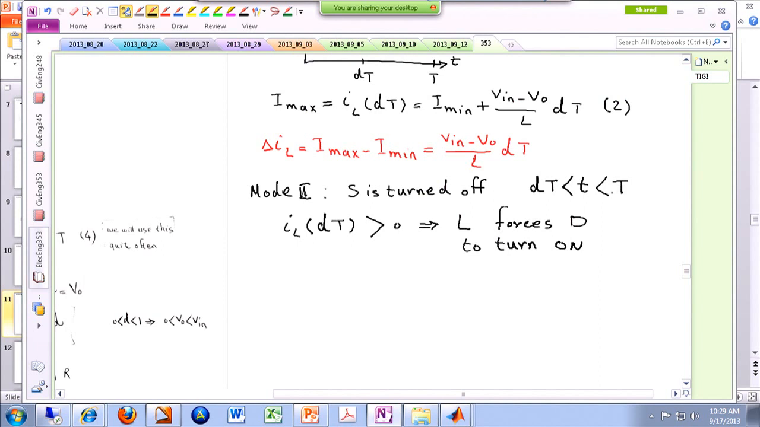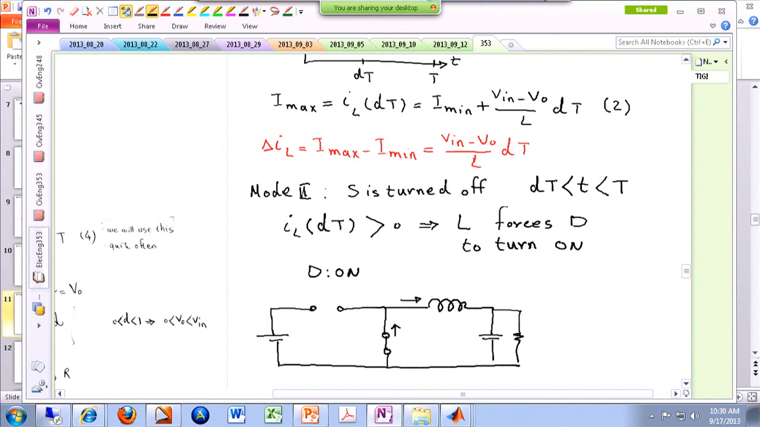All right? So if you look at your schematic now, it looks like that. So basically, D is on. We have a switch that has been turned off, so it's like an open circuit, we have a diode that has been turned on by force of this inductor, and then the rest of the system. So this is your new system with diode on, switch off, mode number 2.